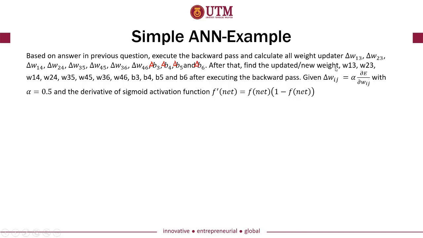The question also gives the equation for the updater, and this is the learning rate, 0.5. In the question I also give you a handicap, meaning you don't have to remember this function. I already give it in the question. But you need to learn how to derive it from the sigmoid.